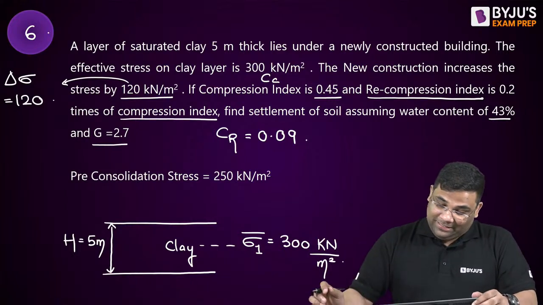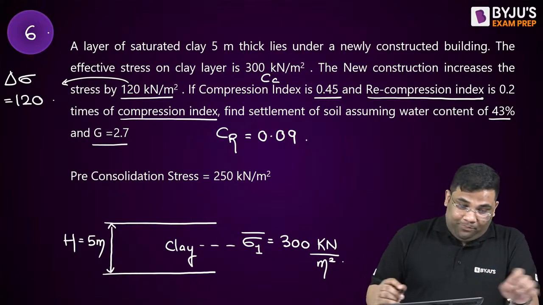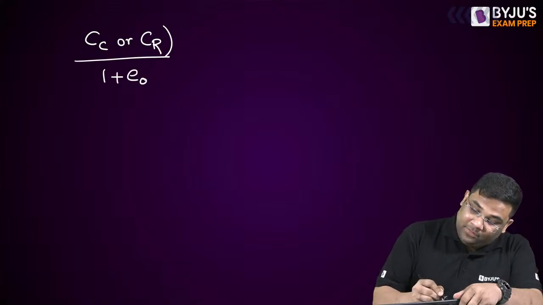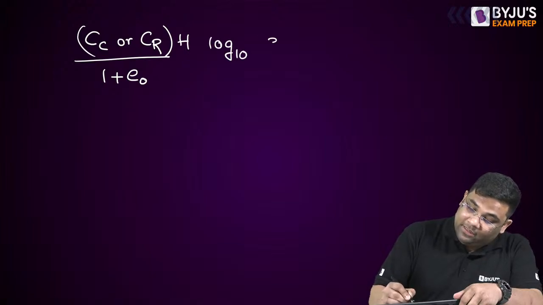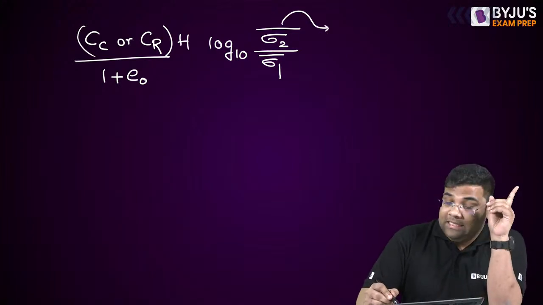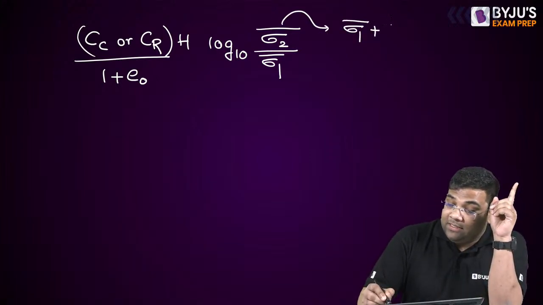Okay, let us come back to studies. So now the formula which we'll use is, you see, Cc or Cr, we don't know which one we'll use, by 1 plus e naught, initial void ratio, into H, log 10 of sigma 2 dash by sigma 1 dash. And sigma 2 dash is sigma 1 dash plus delta sigma.